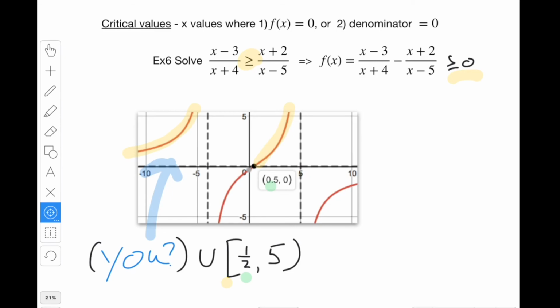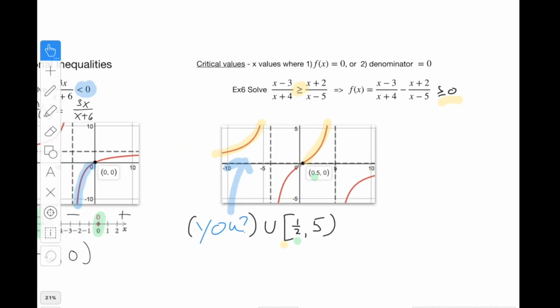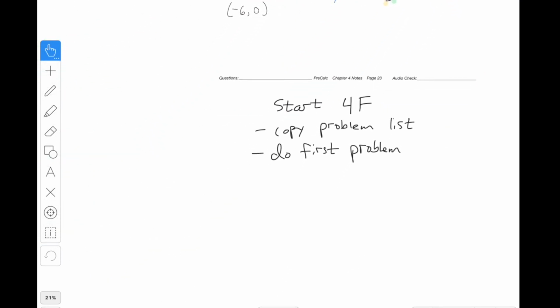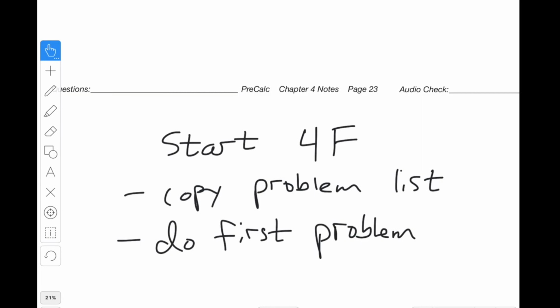It's undefined at 5. And I want you to describe to me what this interval is. Once you do that, then you can start on 4F, copy the problem list, and do the first problem. And I'll see you in class.